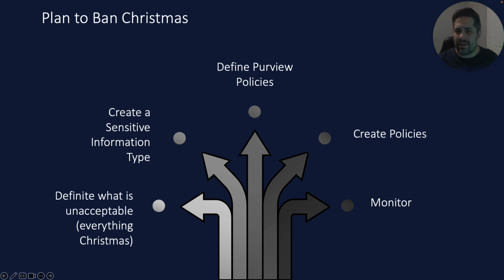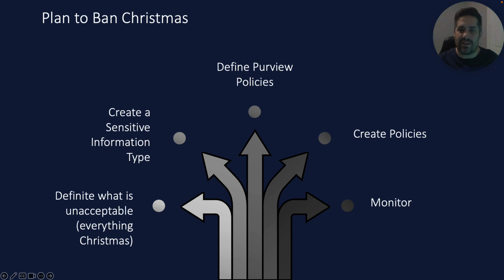So then he thinks about how he can create a sensitive information type within Microsoft Purview. Then he goes off and defines the Purview policies. How can we do that? How can we create communication policies, information protection policies? He goes off and defines everything, stays up all night doing this.